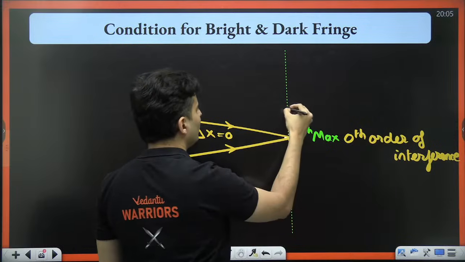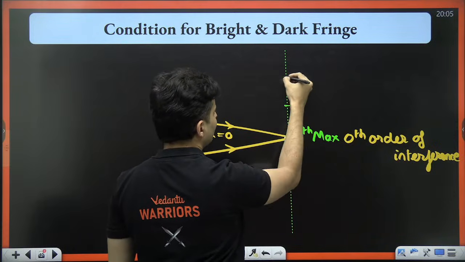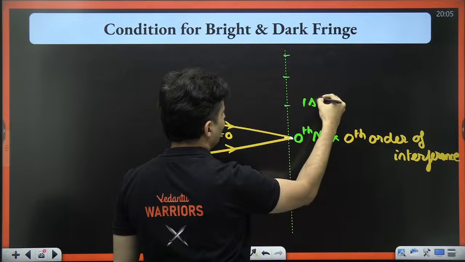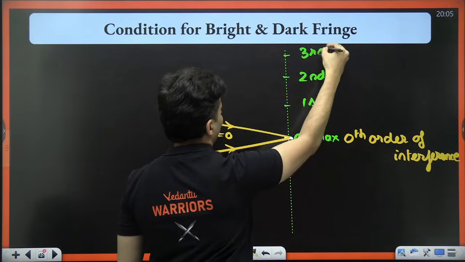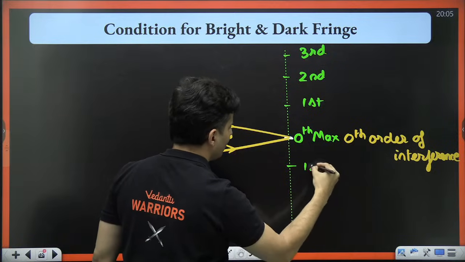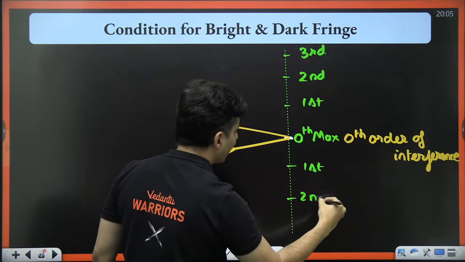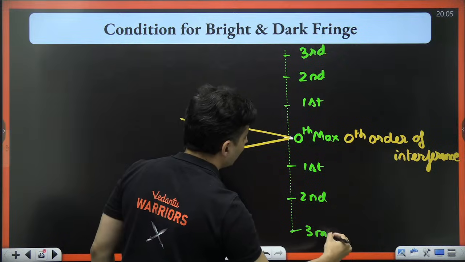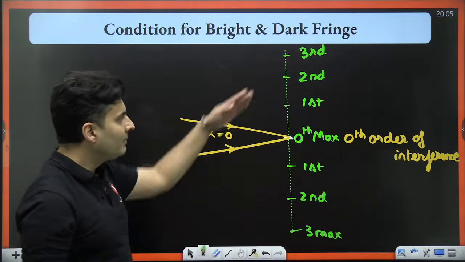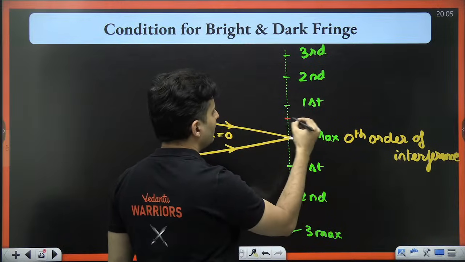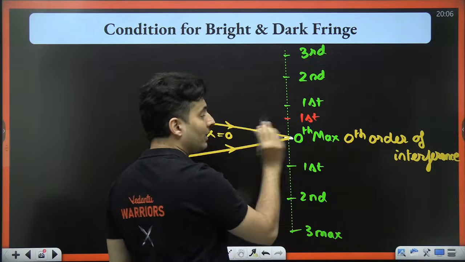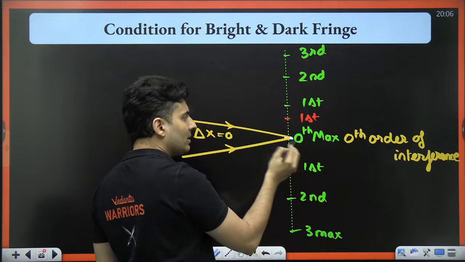On both sides you will get maximas. Like first maxima, second maxima, third maxima. Here also first maxima, second maxima, third maxima, and so on and so forth. In between that, you will get those minimas. So this will be the first minima. Don't start with 0. Only the maxima will start with 0.